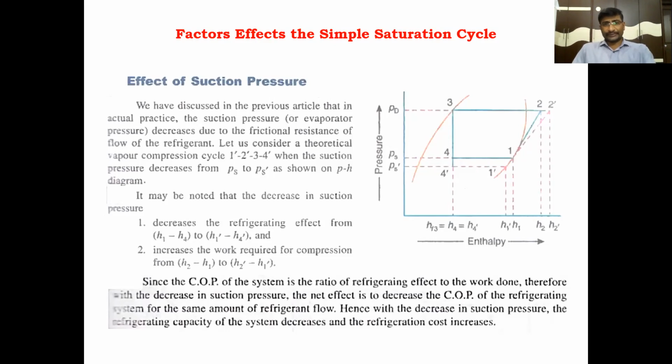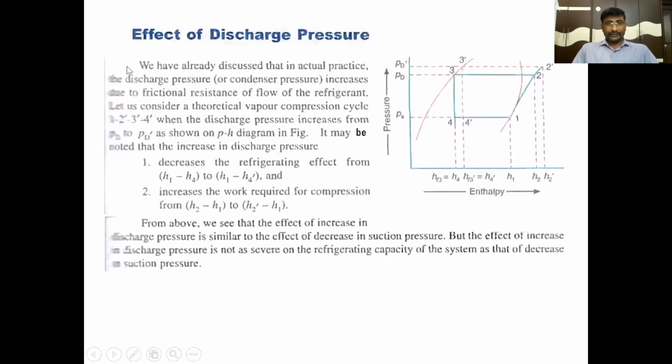Let us look at the condenser pressure. What is the effect of condenser pressure or discharge pressure? Here we are keeping the evaporator pressure the same, but the condenser pressure is increasing, from 2 to 3 to 2 dash to 3 dash. That is PD to PD dash. Initially PD is the discharge pressure. We are increasing the discharge pressure from PD to PD dash.